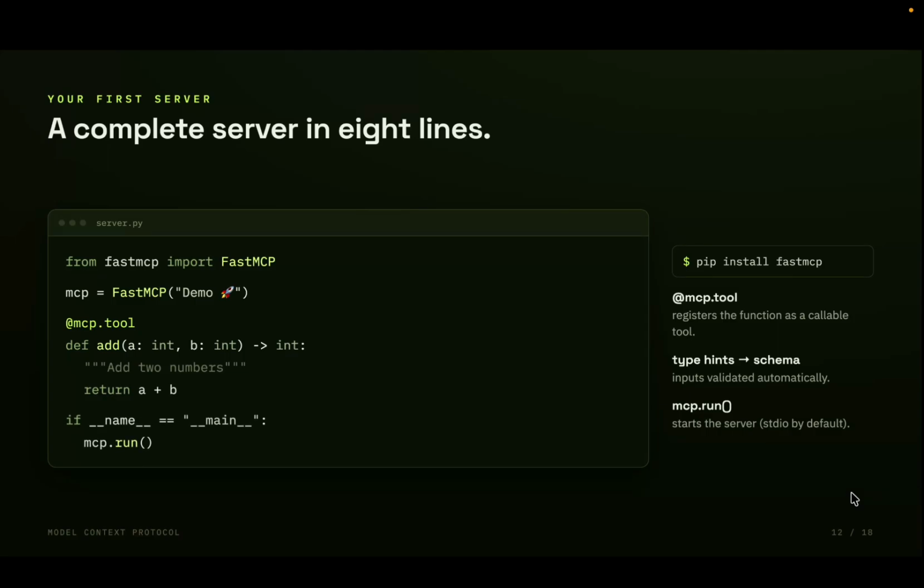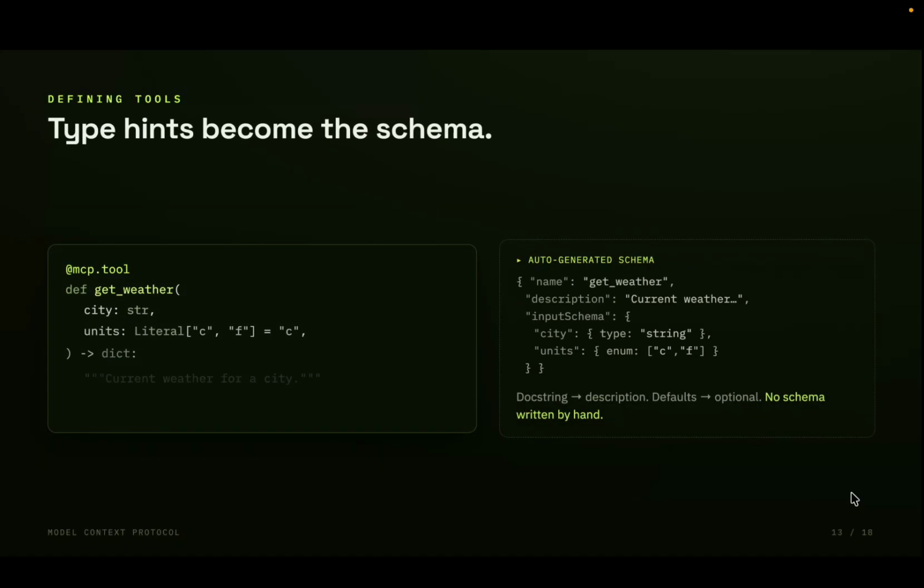Here is a complete working MCP server. Install FastMCP, import it, create a server, add a tool, call mcp.run. That's it. 8 lines and you have a real MCP server. Let's break down each piece.